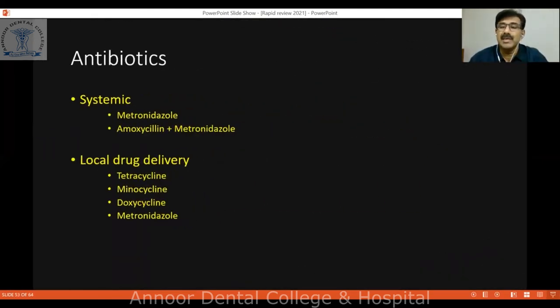And in some cases, you may have to supplement in cases of a defect. You have a real bone defect there. In most of these cases, you have to supplement an antibiotic, and usually you supplement with metronidazole or a combination of amoxicillin and metronidazole. Or you can try local drug delivery. Also, you have different local drug delivery systems. I'm not going into detail. You know about all these systems. Any of these systems can be used in supplementing antibiotics into the peri-implant sulcus area.